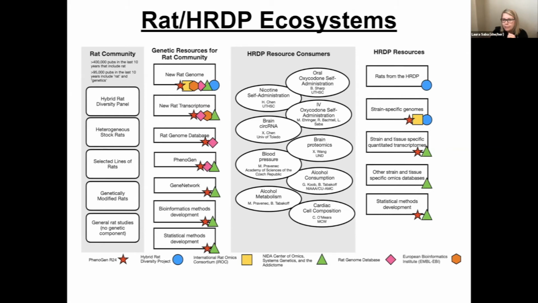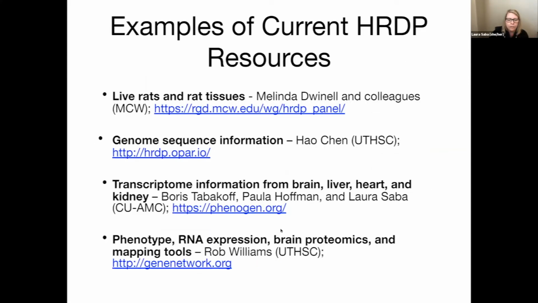So like we said, Mindy's building the rats. We have strain-specific genomes that are being generated. We also have strain and tissue-specific transcriptomes, and then lots of other omics databases, including some recently gathered proteomics data on the panel that we can use to really layer on to do analyses within this database. So these are the 4 resources that I'm just going to go over briefly today.